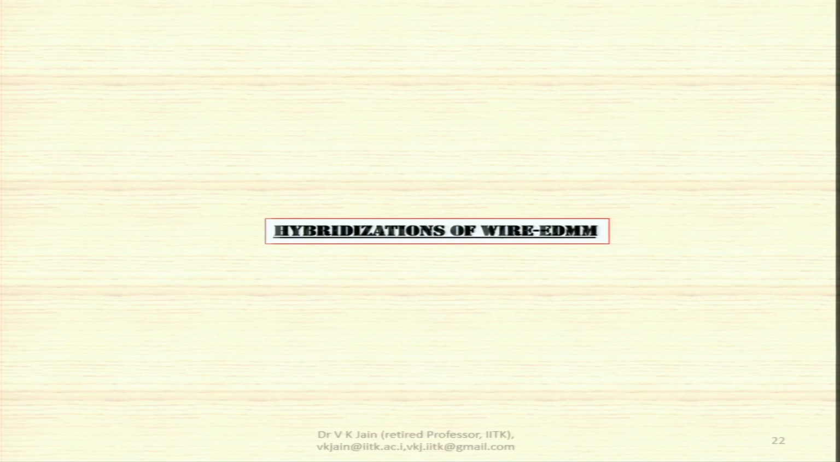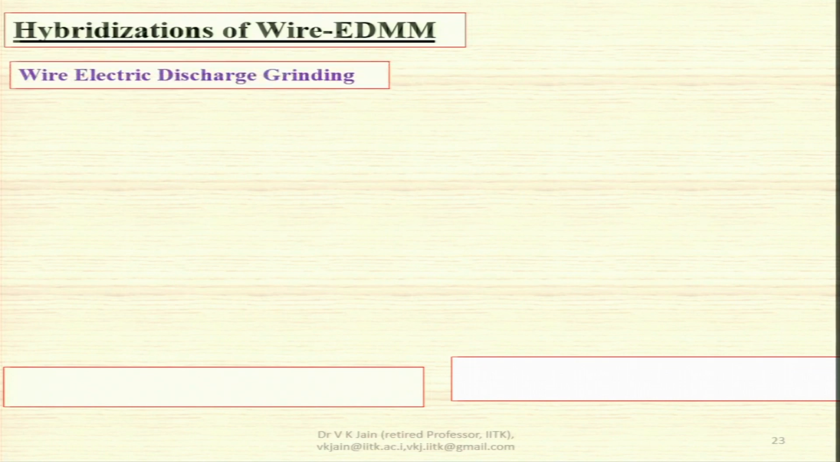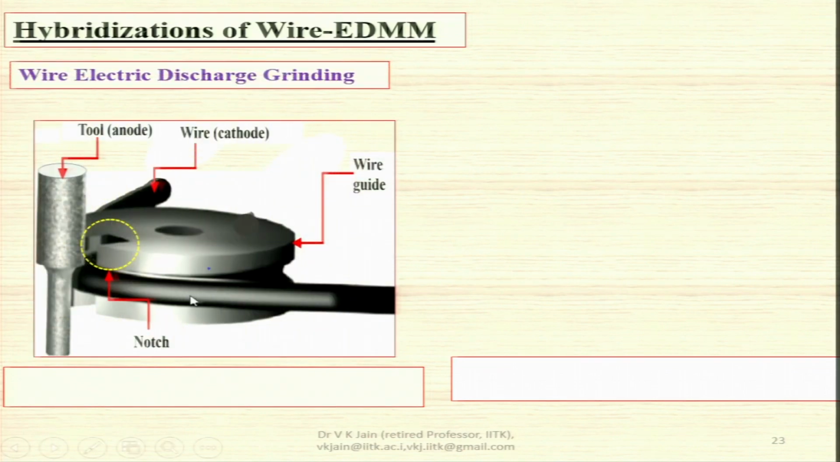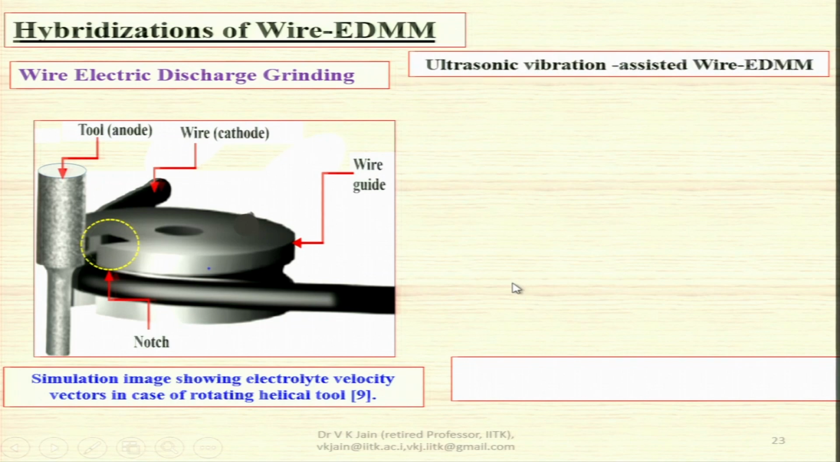Hybridization of the wire EDMM process is important. One example is wire electric discharge grinding. You can see here the workpiece, the wire cathode, and the anode, with the wire moving there. Sparking takes place between the two, and you have a grinding kind of operation on the workpiece. A simulation image shows electrolyte velocity vectors in the case of a rotating helical tool. This is the helical tool over there.